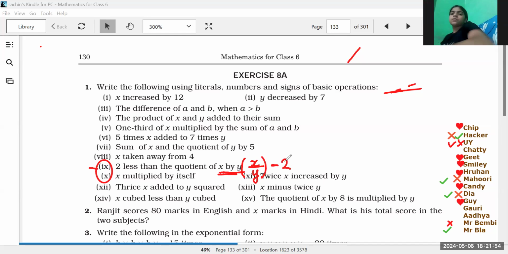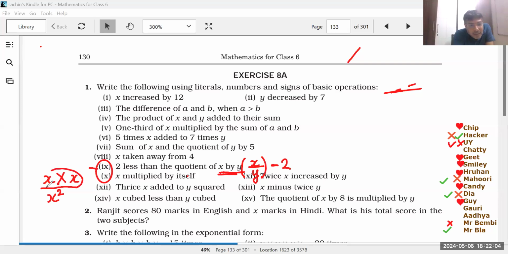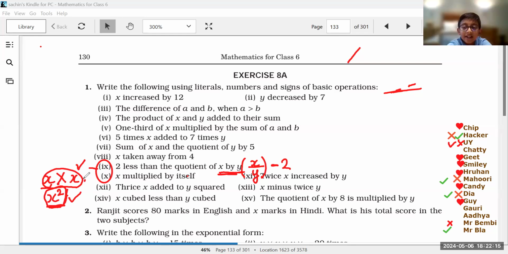Now next, x multiplied by itself. Means x multiplied by x. You can also write it as x square. But even if you write it x multiplied by x, I am okay with it. X square, this concept of exponents, you will study in higher grades, like grade 7. But both of them are correct. Sir, can we write xx? XX also is allowed.